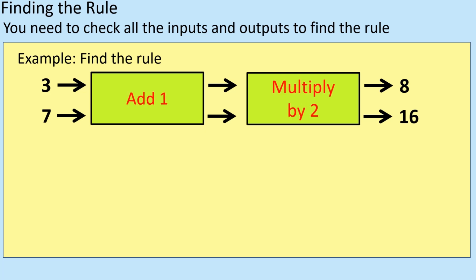All right, so find the rule. With this one, you can see they've added 1 and then multiplied by 2. Now, how could you check that? I mean, there's all sorts of things that could have gone on there.